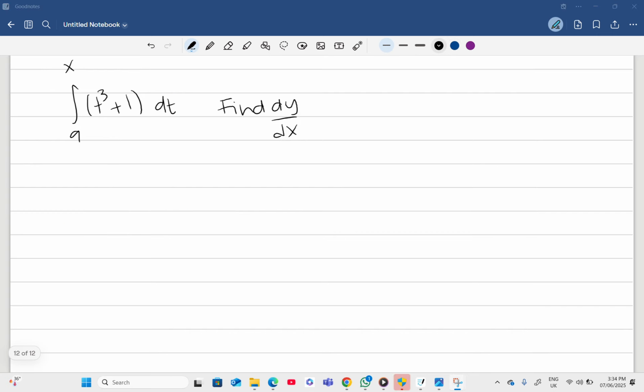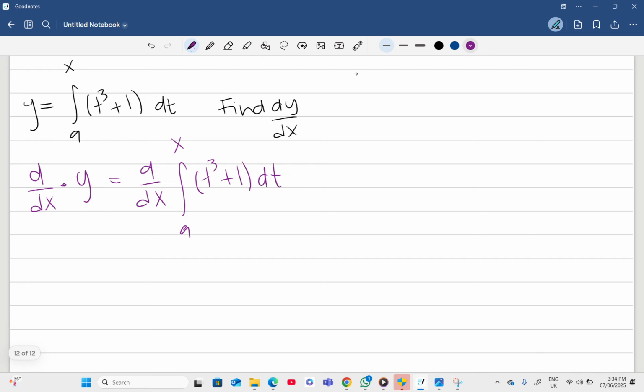Now, I'm given my first question. I have the integral from x to a of t cubed plus 1 dt, and I need to find, this is y equals, I need to find dy by dx. The first thing we have to do, and remember this as a step, is d by dx of y equals d by dx of the integral from x to a of t cubed plus 1 dt. Now, why do we do this? We do this to show that the d by dx is going to cancel the integral, so my answer is going to be without any d by dx or an integral.